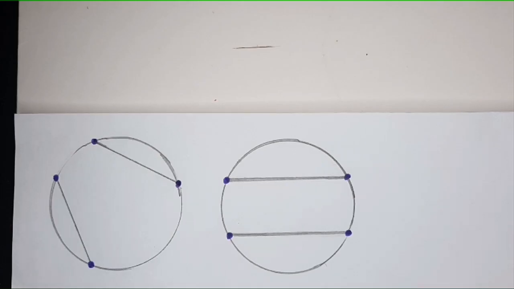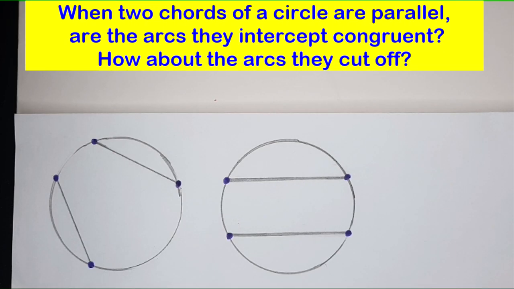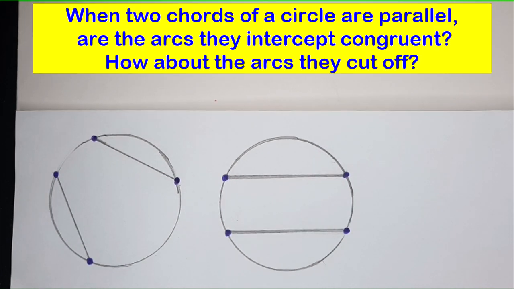So this is the question. When two chords of a circle are parallel, are the arcs they intercept congruent? And how about the arcs they cut off? I'm going to explain the answer in this video. Before we answer the question, let's recall a theorem.